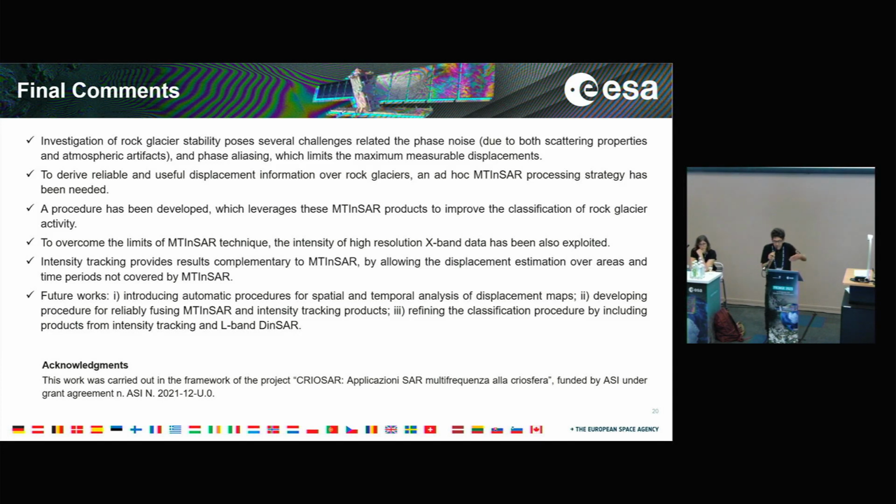And so you can see here some future works that we plan to do. First, we will try to introduce an automatic procedure for spatial and temporal analysis of the displacement map. We plan to develop a more reliable and automatic tool for integrating multitemporal SAR interferometric products and intensity tracking products. And finally, we will also try to refine the classification procedure by introducing both intensity tracking results as well as results coming from L-band DInSAR. Okay, that's all.